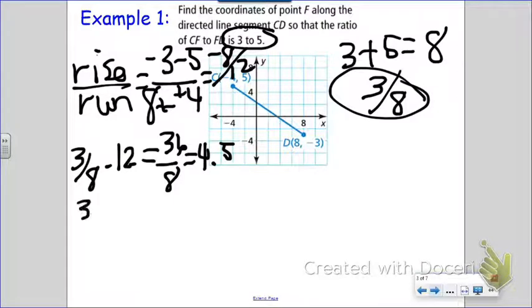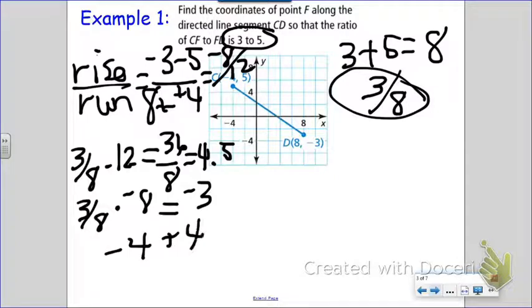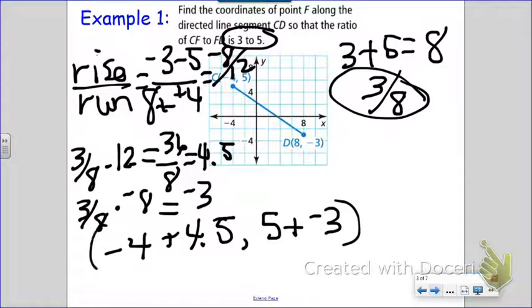Then we're going to take 3/8 of the -8. That's the rise part, which will equal -3. We're going to take our values for the point C, so -4. We're going to add 4.5 to that, and then we're going to take our other coordinate, which for point C, the y was 5, and we're going to subtract 3 or add -3 to that. So we're now at (0.5, 2), and that would be our answer.